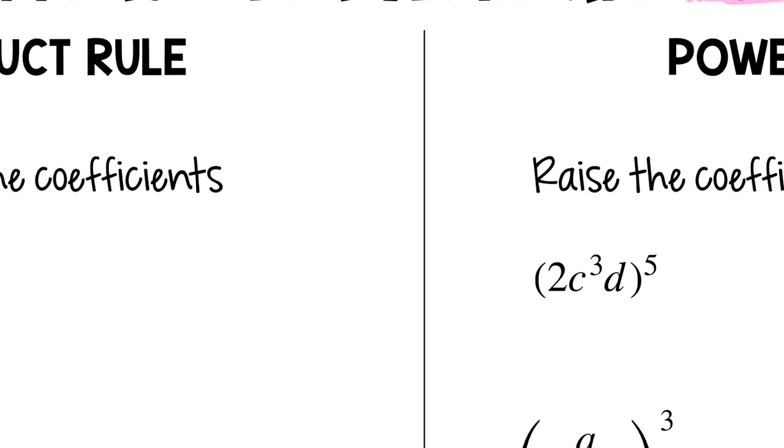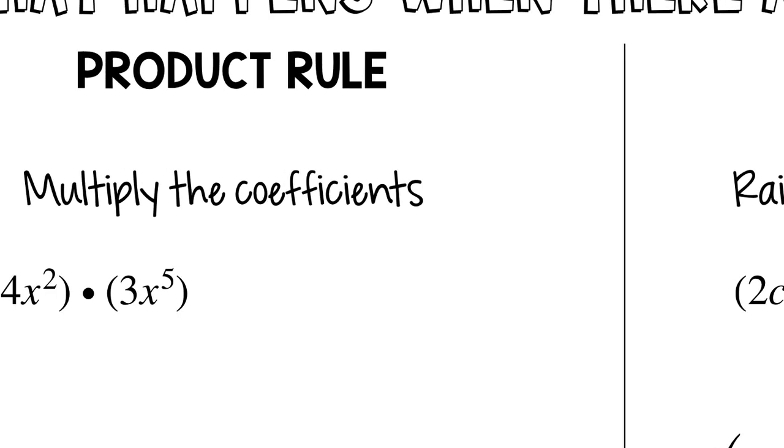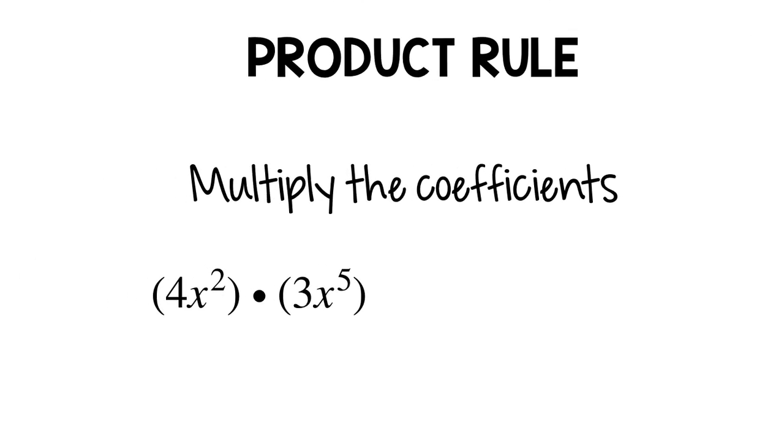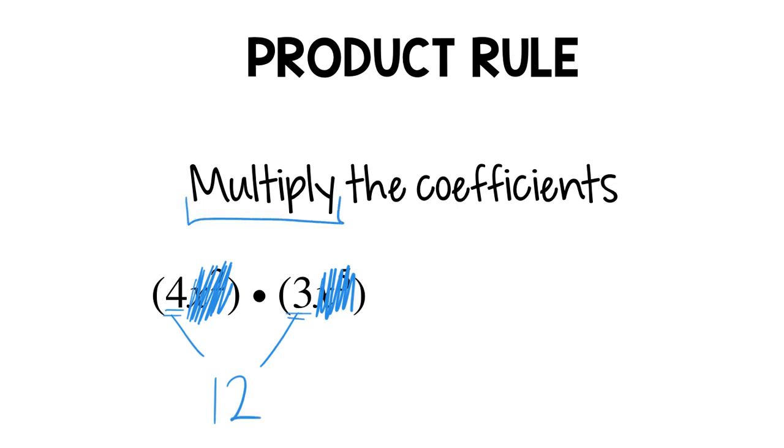So let's start with the product rule. And remember, this is the one that said that we have to add the exponents, right? Now, you're not going to add the coefficients. That's not how that would work. So, for example, let's just pretend for a second that this x squared wasn't here and that this x to the 5th wasn't here, right? This just says 4 times 3. Well, we know that 4 times 3 is 12, right? So if you see coefficients like this, you're just going to multiply those just like you normally would. So we're not going to add them, we're going to multiply them together, okay?